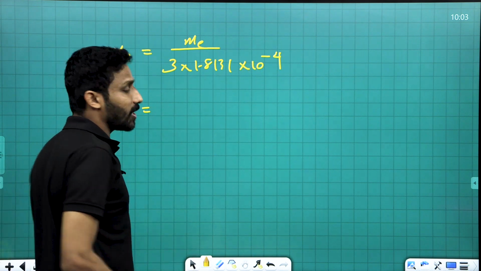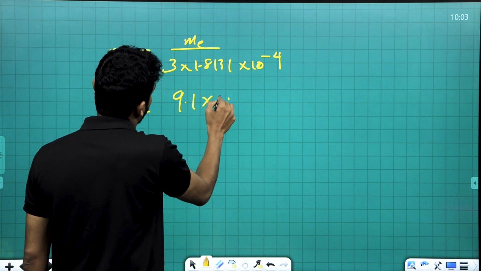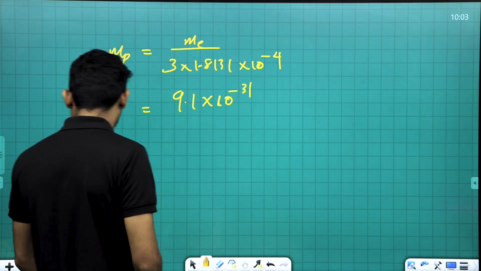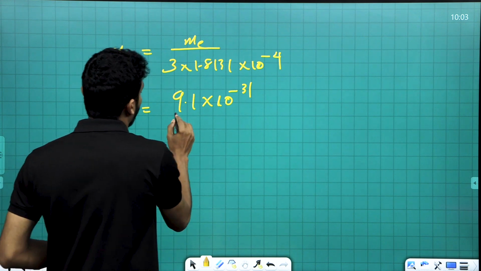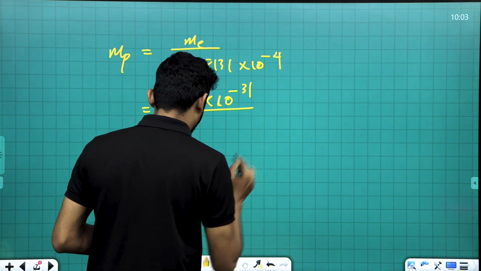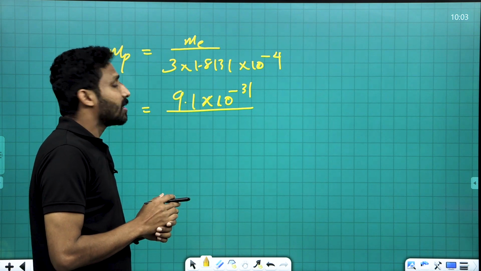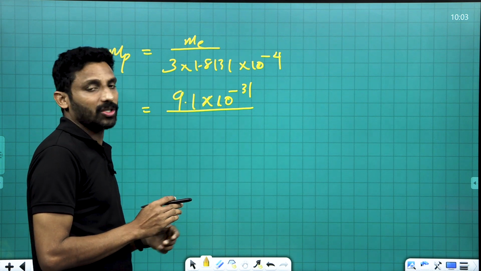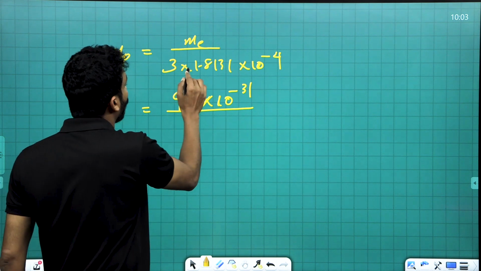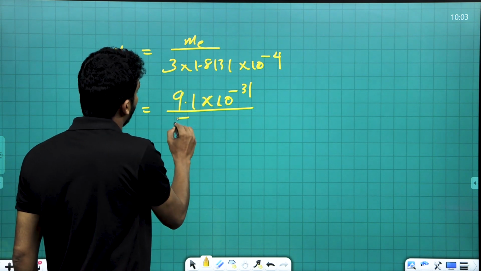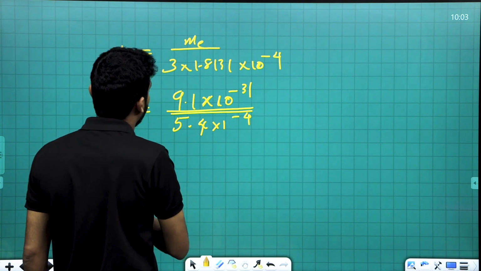What is the mass of electron? Mass of electron is 9.1 into 10 power minus 31 kilogram, divided by 3 into 1.8. That is 5.4, in that range. 3 into 1.8 is 5.4. So approximately I am taking 5.4 into 10 raised to minus 4.